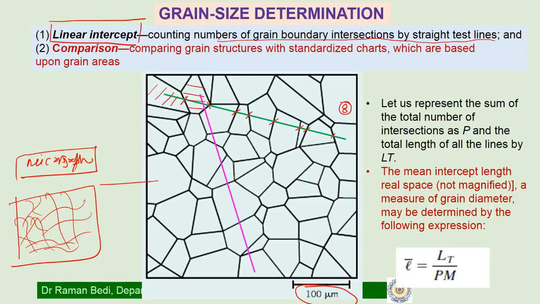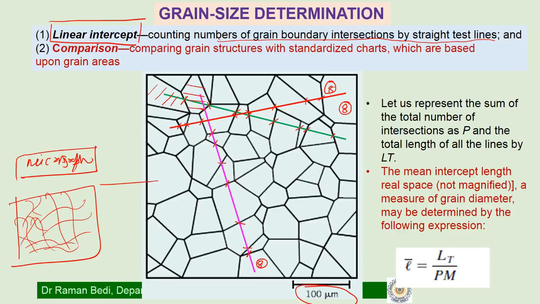Then you can draw another line. Let us see how many intersections this has. 1, 2, 3, 4, 5, 6, 7, 8. Let's say another 8. You draw another line. 1, 2, 3, 4, 5, 6, 7, 8. Another 8. Incidentally, this happens to be the same, but it will not always be the same.